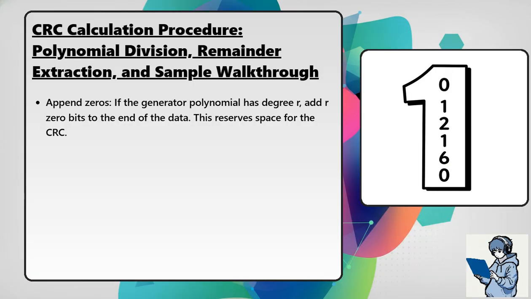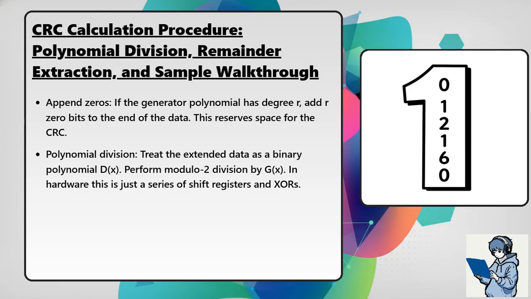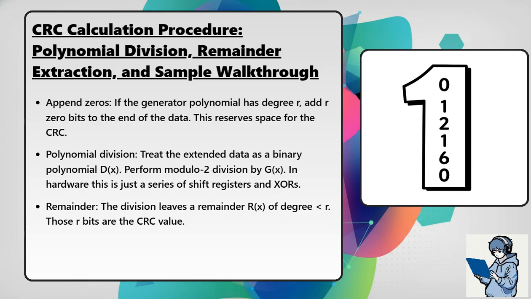Append zeros. If the generator polynomial has degree r, add r 0 bits to the end of the data. This reserves space for the CRC. Polynomial division. Treat the extended data as a binary polynomial d of x. Perform modulo 2 division by g of x in hardware. This is just a series of shift registers and exclusive OR operations. Remainder. The division leaves a remainder r of x with degree less than r. Those r bits are the CRC value. Send, transmit the original data followed by r of x.